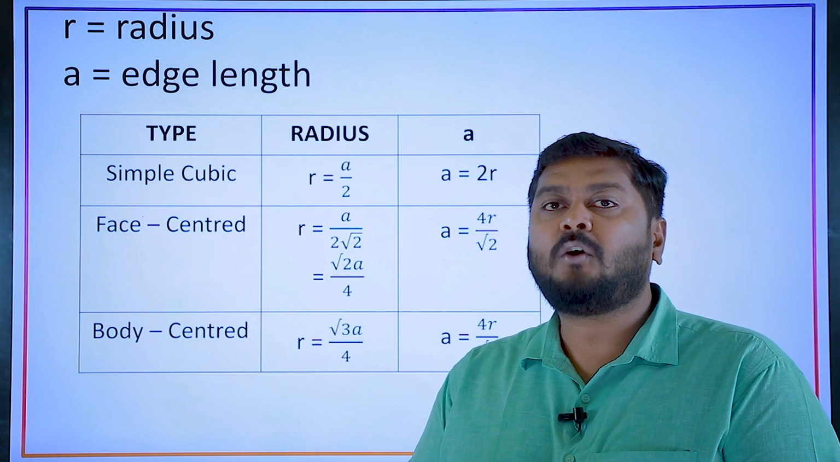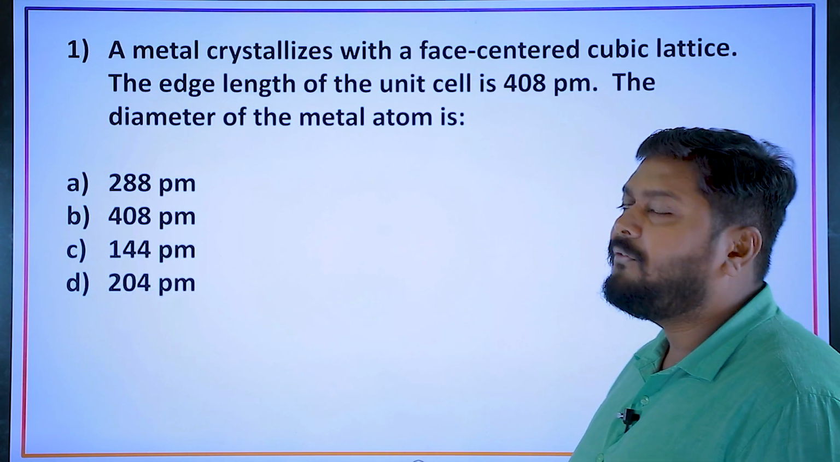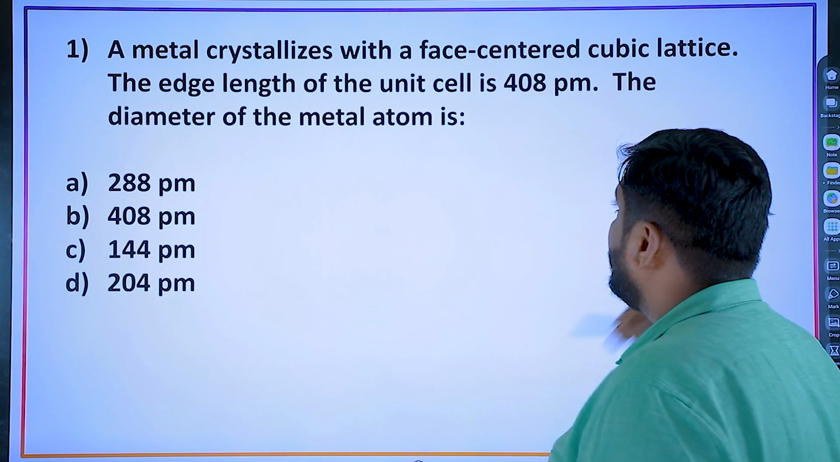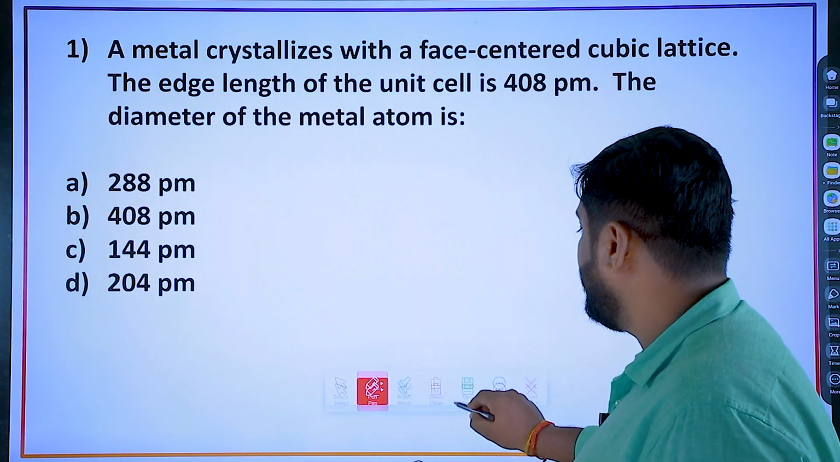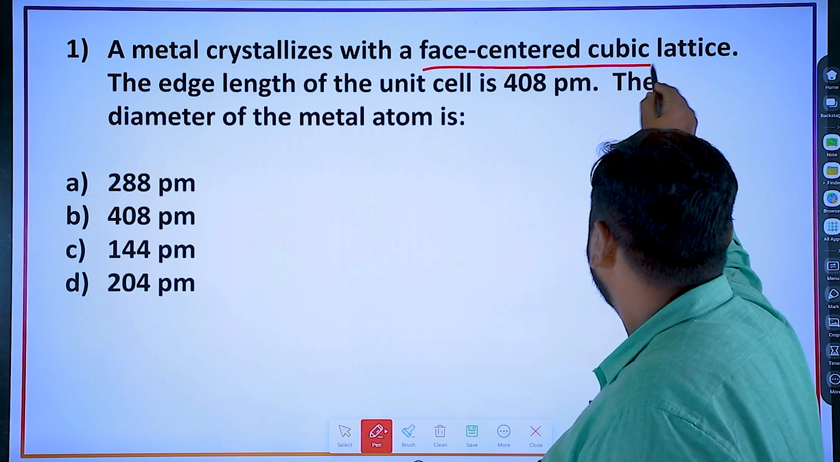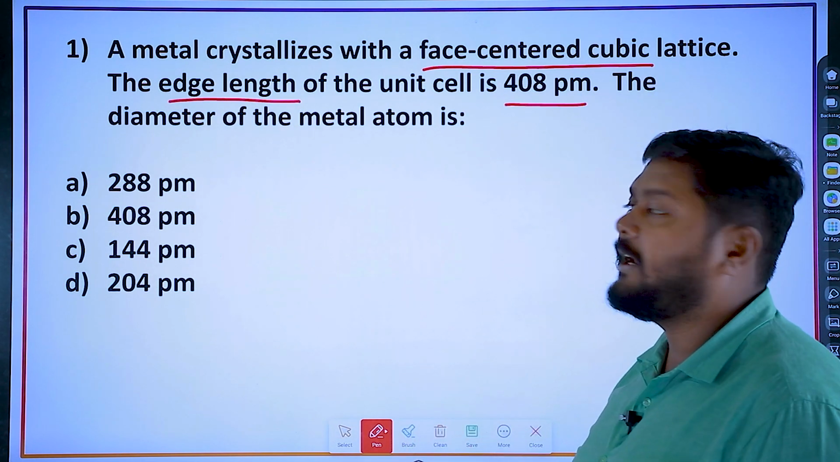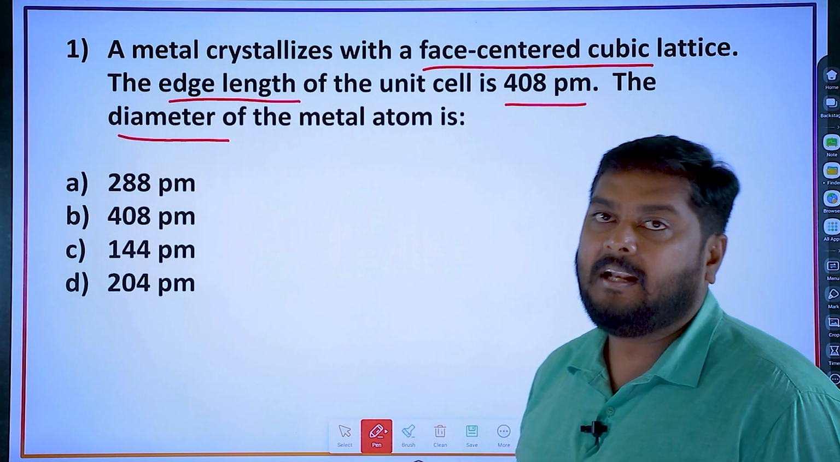Based on this we are going to discuss some sums. The first question is, a metal crystallizes with a face centered cube. Edge length of the unit cell is given as 408 picometer. We are asked to find the diameter of the metal atom.